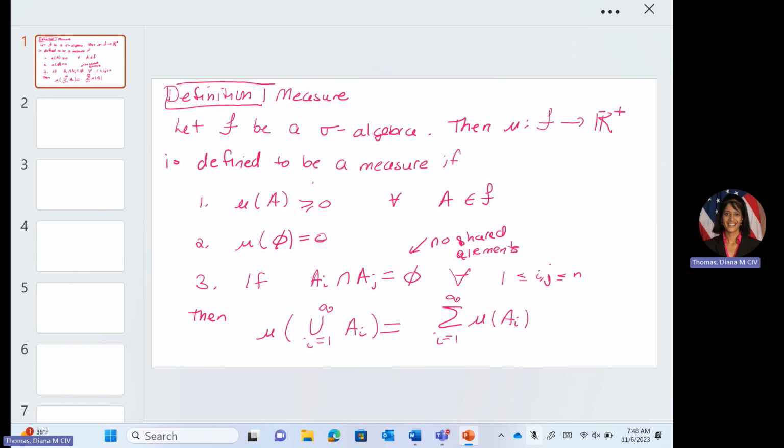All right, any questions so far? So any ideas of who took 256? Where did you see something like this before? Independent events. Even before that, just probability, right? These sometimes are called probability measures.